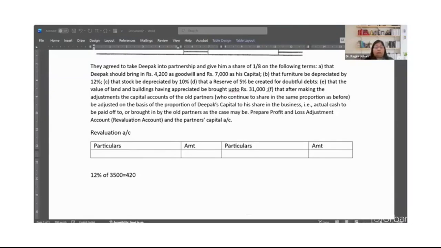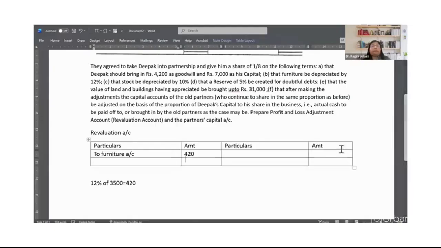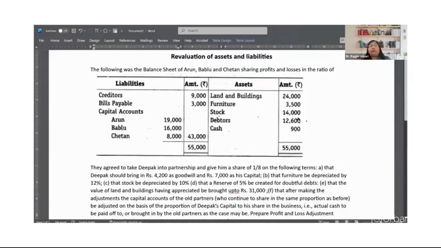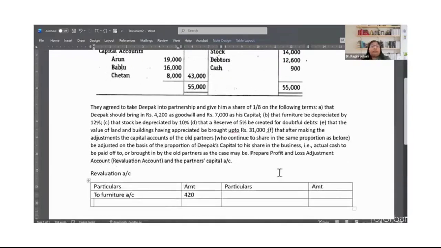So, what do I write here? To furniture account, this is 420. All right. Then it says stock be depreciated by 10%. Stock value is 14,000. It is depreciated by 10%. So 10% of 14,000 is 1,400. So the stock is depreciated by 1,400. So I will write to stock account 1,400.